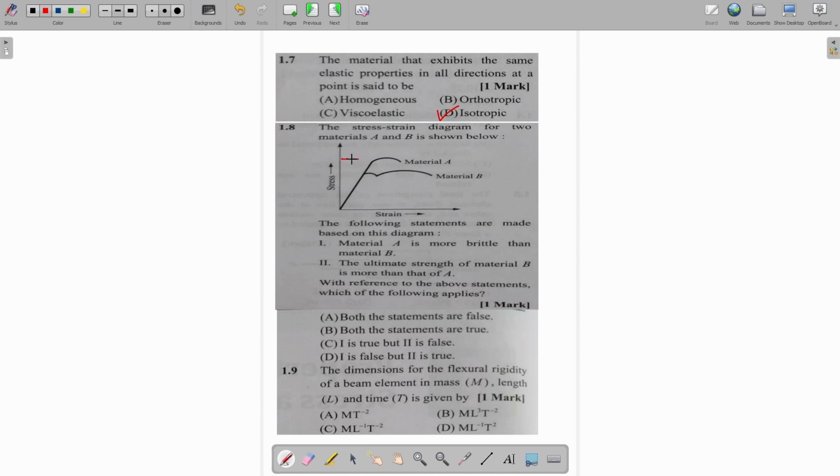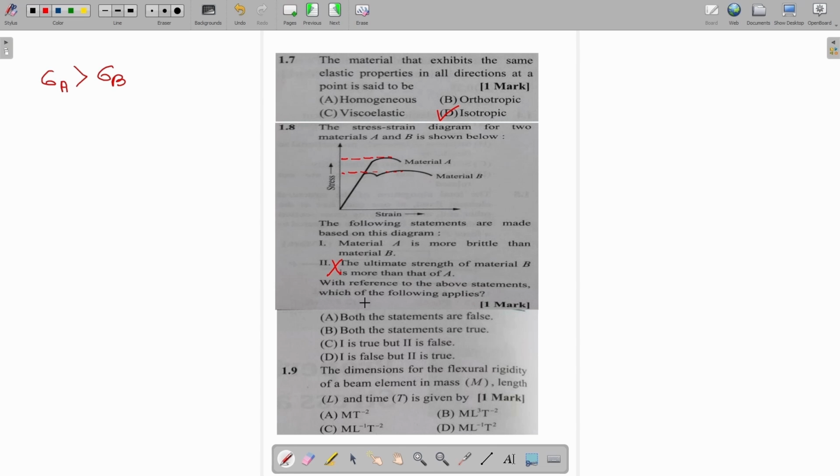Now in this diagram it is clear that the maximum stress, let me draw with this red one, obtained by material A is more than that of material B. Say stress in A is greater than stress in B. Okay, therefore the ultimate strength of material A is more than that of B. Therefore this statement is false. This is a false statement.